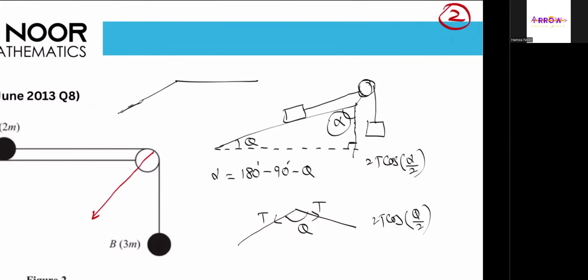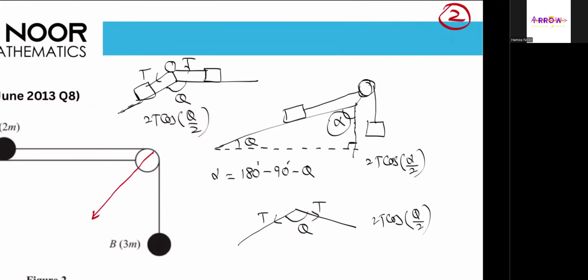Okay, and the pulley is on the edge of the inclined plane. One particle is on the table, and one particle is on the inclined plane over here. In this same case, theta would be an obtuse angle, which is between the two tensions over here. Again, you can apply this 2T multiplied by cos theta over 2. Remember that the angle inside this cosine is halved, and this theta is the angle between the two tensions.